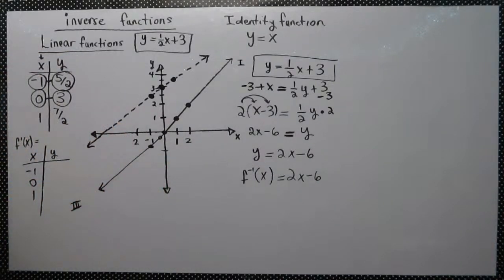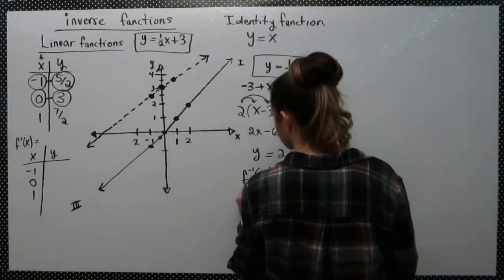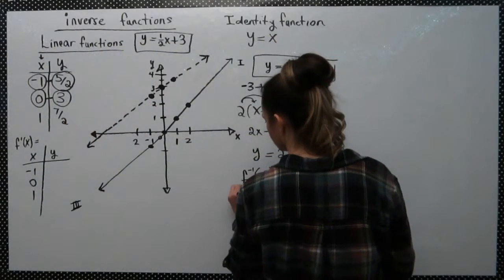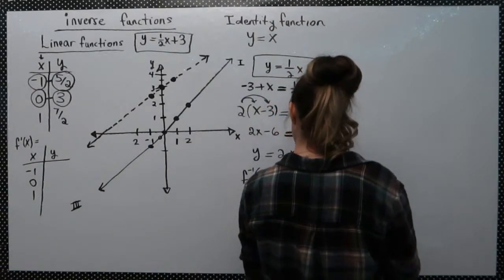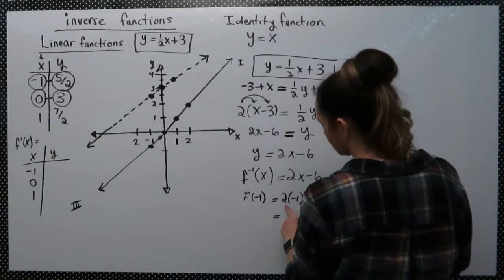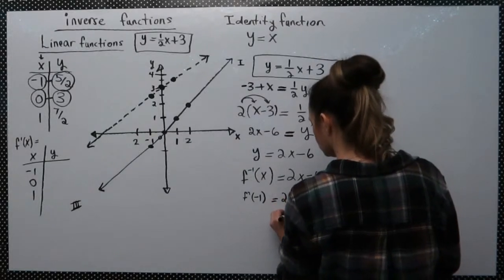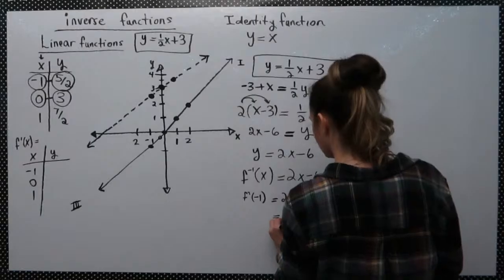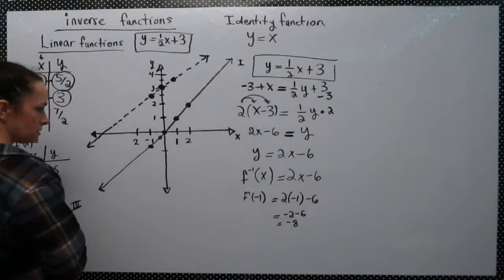And I'll evaluate the function at the same points and see what happens. So we're going to say f inverse of -1. That's 2 times -1 minus 6. And it's going to give me, what is that? 2 times -1 is -2 minus 6. What is that? -8. So I've got -1, -8.